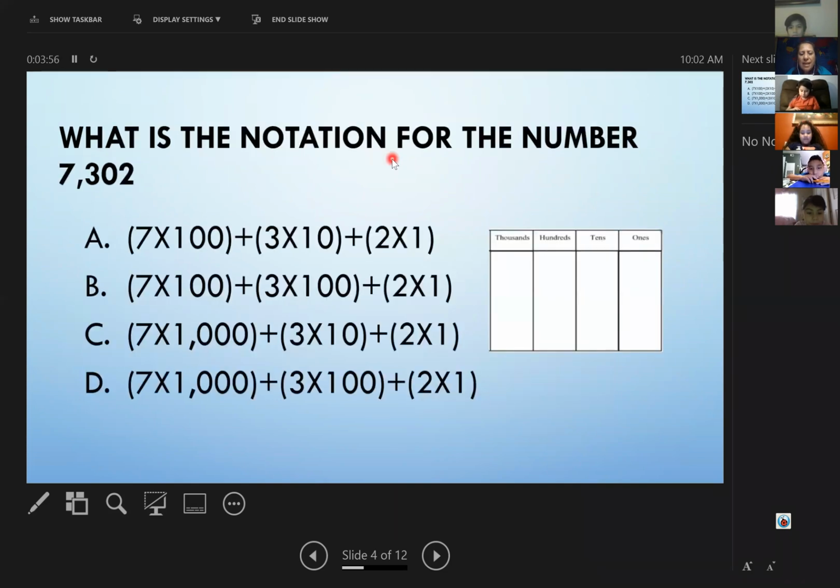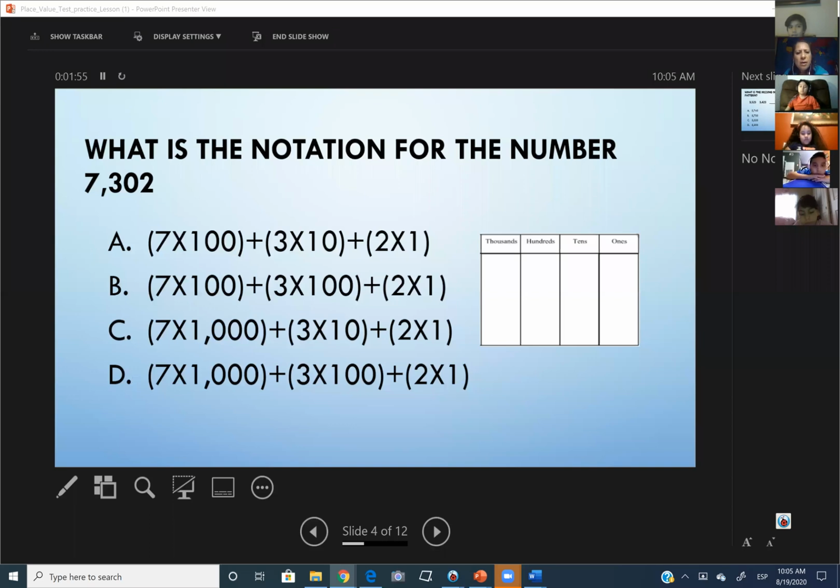The next problem is asking us what is the notation of the number. Now we see we have the answers here, the notation, but when we place the number in the place value chart, that's going to help us figure out which of these answers is going to be my answer. So let's see.